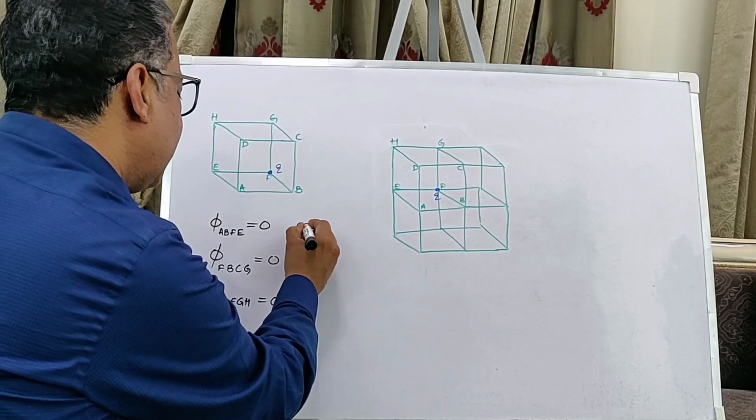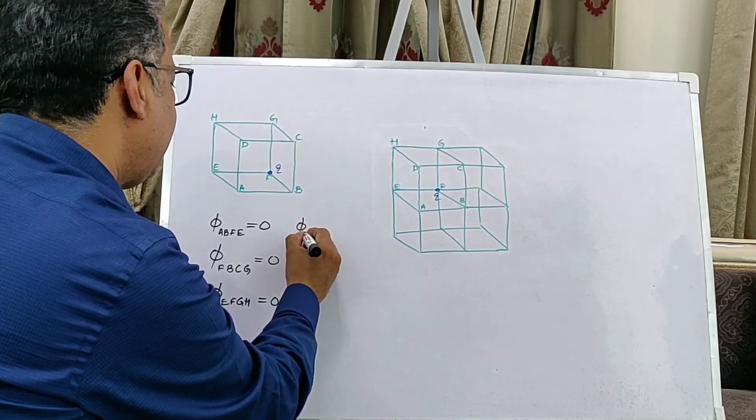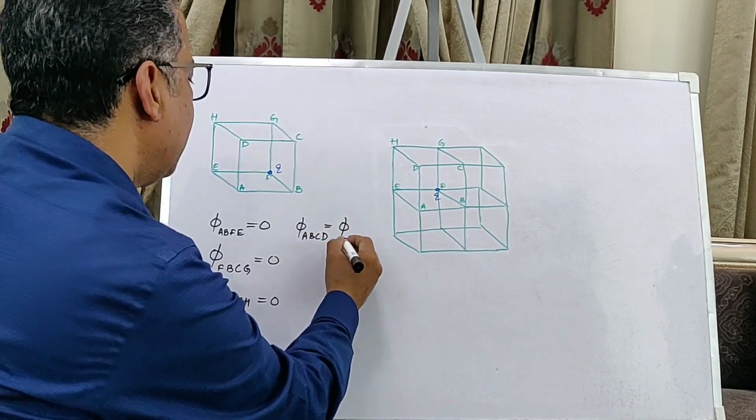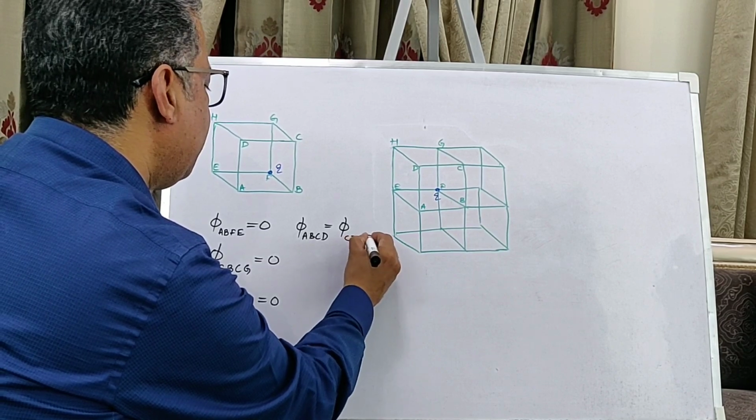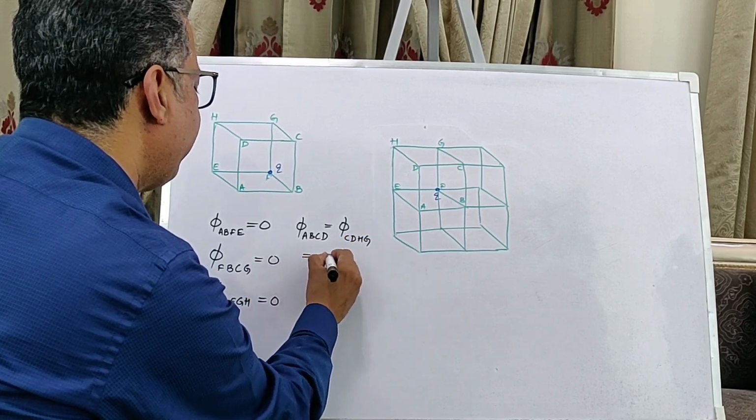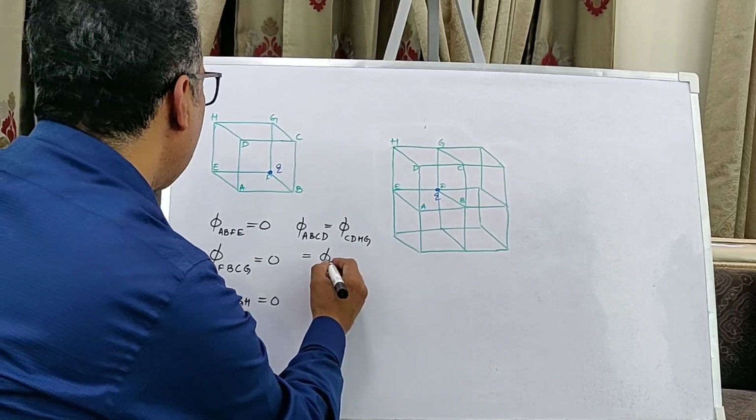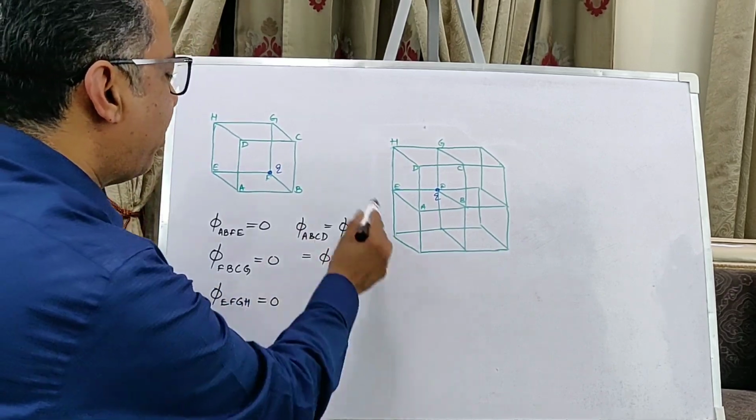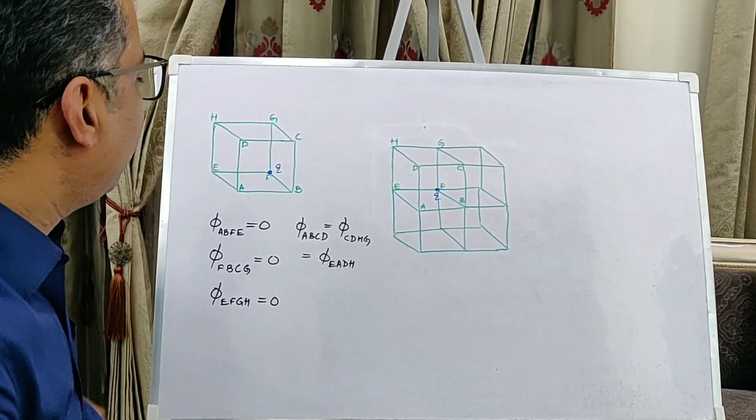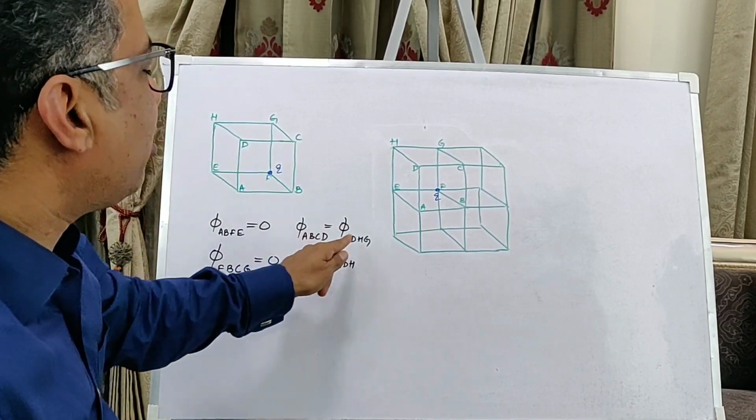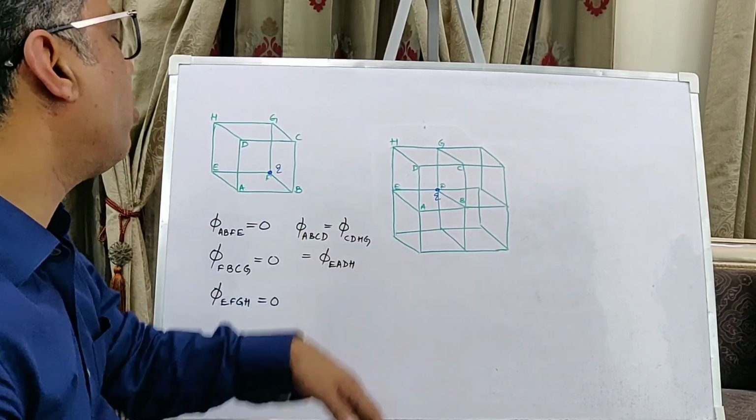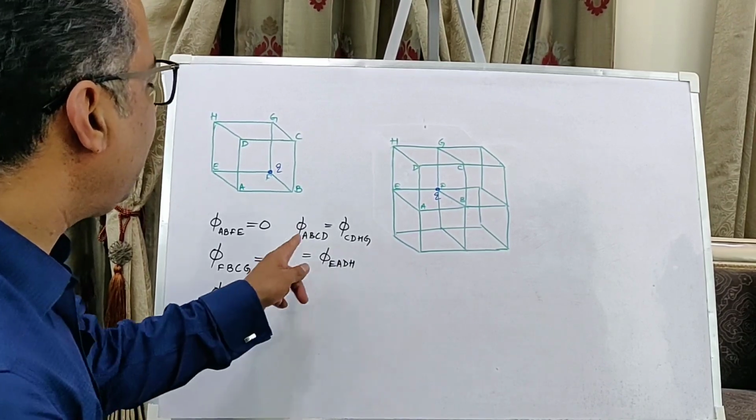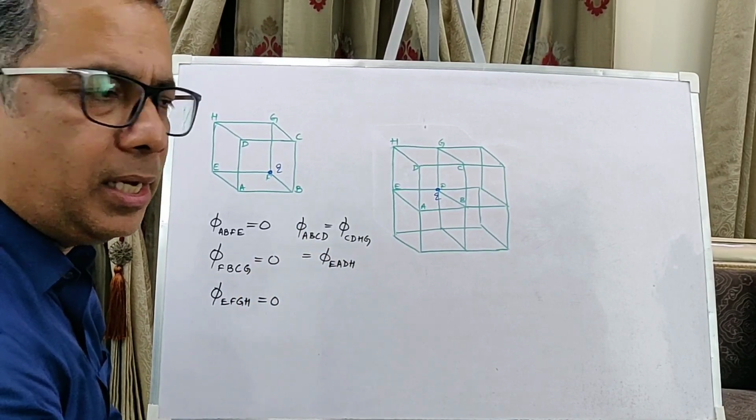Now the flux through the other three, that is ABCD, is equal to the flux through CDHG, and this is also equal to the flux through EADH. So these three are equal fluxes. We need to calculate the magnitude of one of them, or maybe even the sum of all three of them. This is what we'll be doing. The flux through each one of these faces we are now going to calculate.